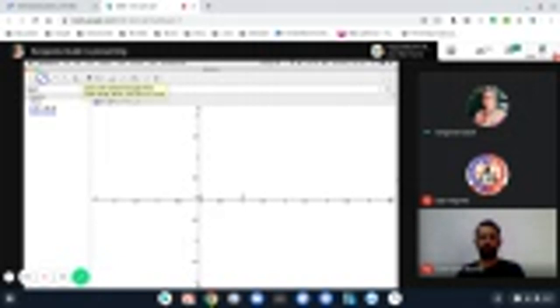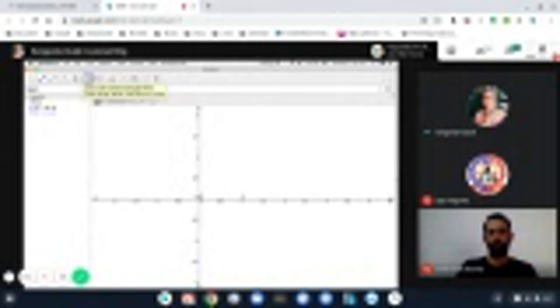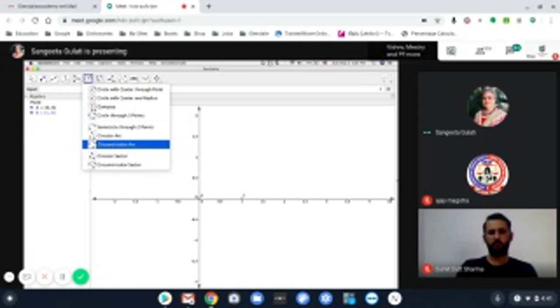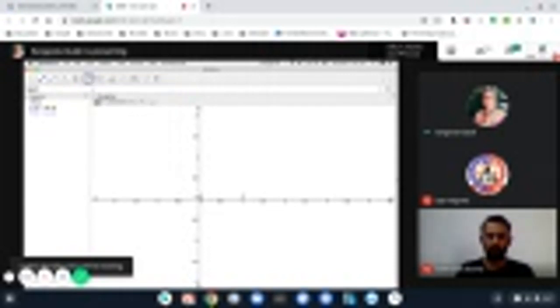So I'll choose the circle with center through point, that is the tool. If you had not used this tool earlier, you can see circle also has a number of options. So you can, in the meanwhile, try one of the other circle options. But let's try to do this circle with center through point. That is what I have chosen.